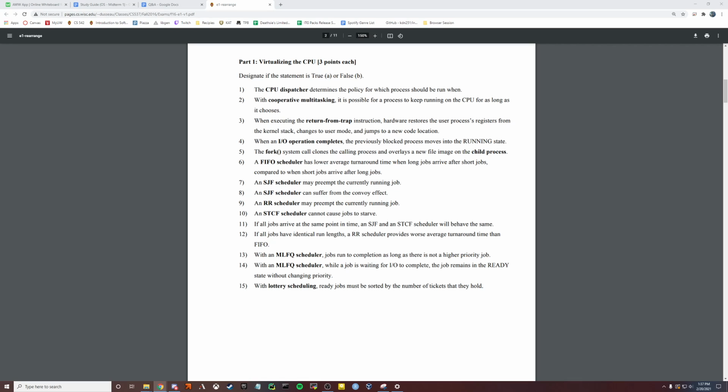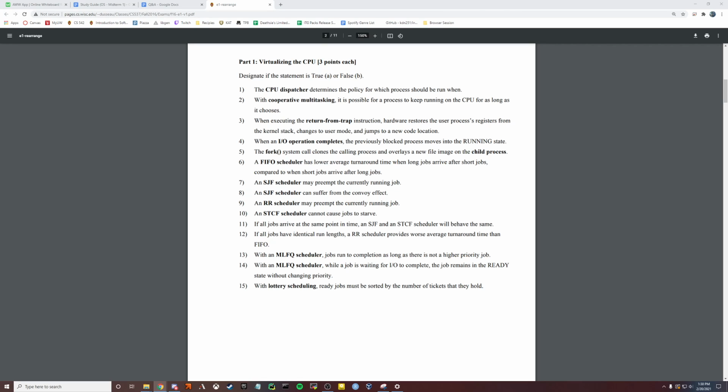An SJF scheduler may preempt the currently running job. False. SJF is not preemptive. I think we got that, perfect, we said false. An SJF scheduler can suffer from the convoy effect. This is true. Assume a very long job is scheduled and then shortly thereafter many short jobs arrive. Round robin scheduler may preempt the currently running job.